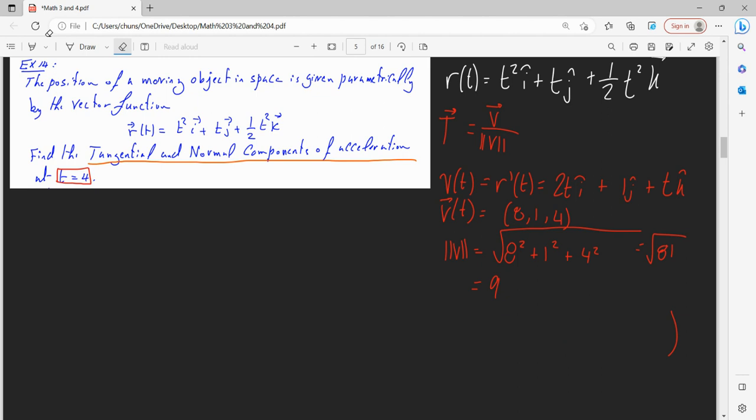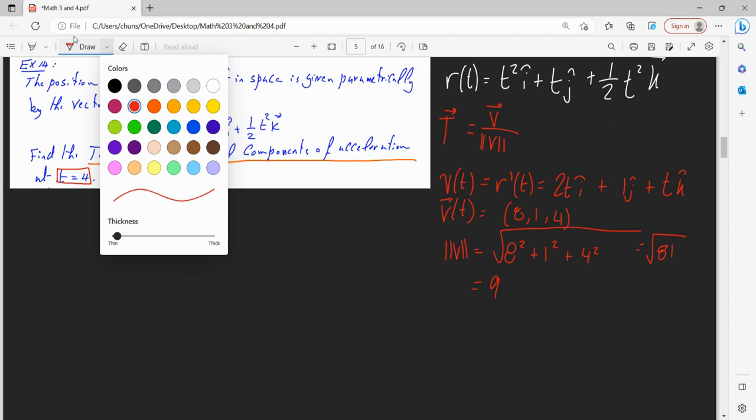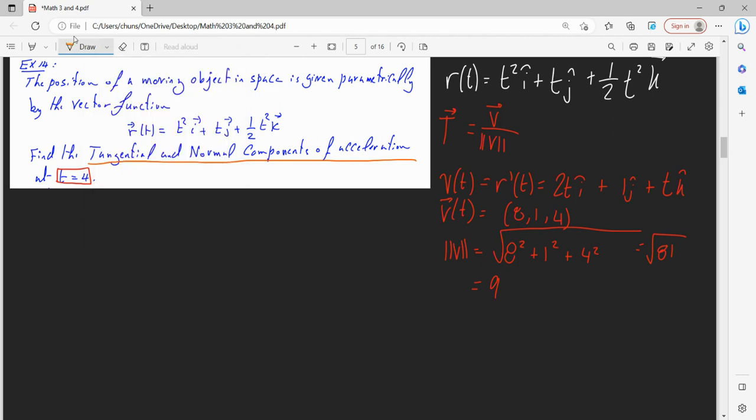Okay, so now we can find acceleration from our position equation. So let's do just that. So we're going to take this and we're going to take it down to one more derivative. So that's 2i plus 0j plus 1k. And then when we plug in for our values, that will give 2, 0, 1.